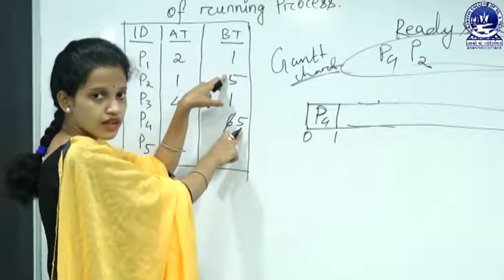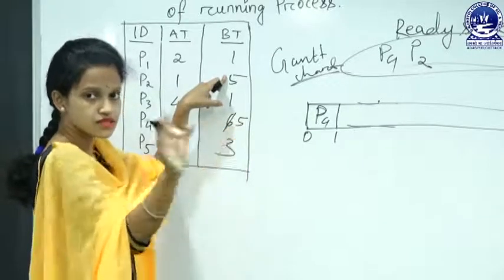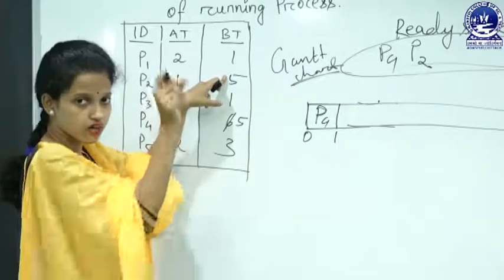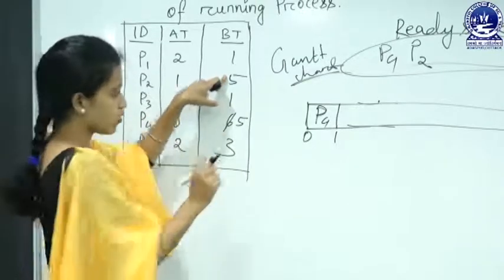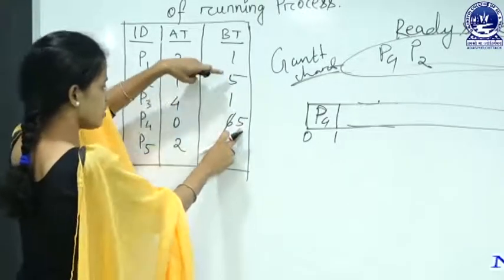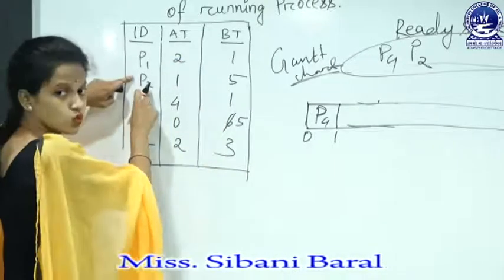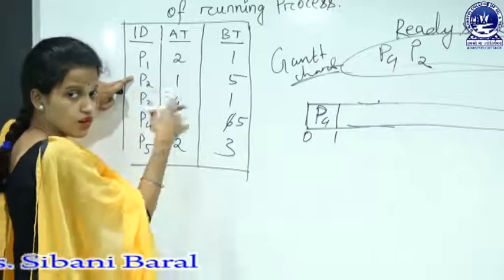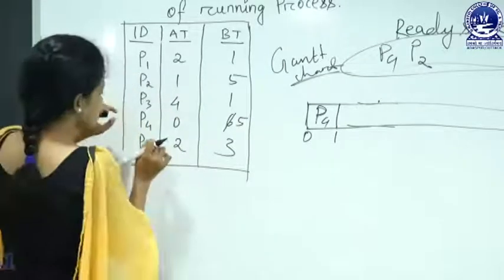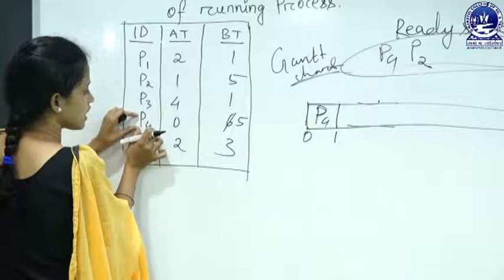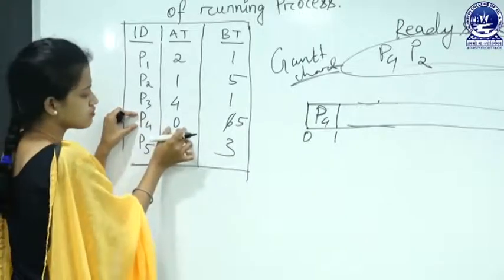We have to apply first come, first serve. Okay. The order of writing the process. So P4 is reached before the P2. So we have to apply FCFS. So the arrival time of the P4 is what?